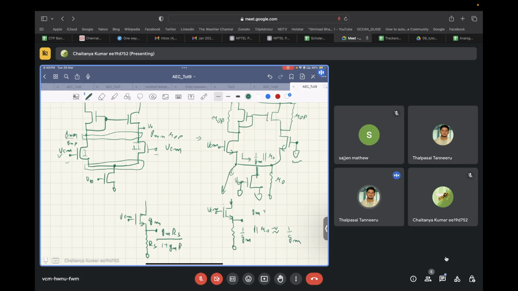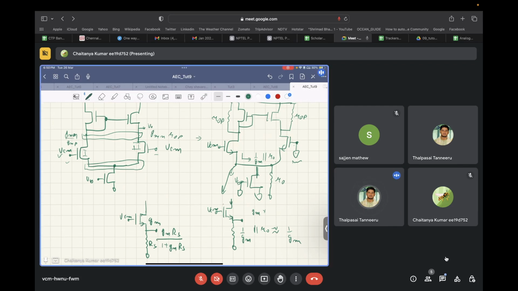That's gm RS upon 1 plus gm RS. I have told you several times to remember this. You should remember these gains and impedances, the output impedances of these three basic blocks at least: common source, common drain, and common gate. If you remember these things, circuit analysis will become very easy. Otherwise, every time you will have to apply KCL, KVL in each new circuit that you see. If you remember these things, you can identify these patterns.